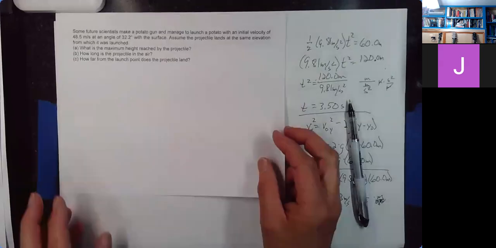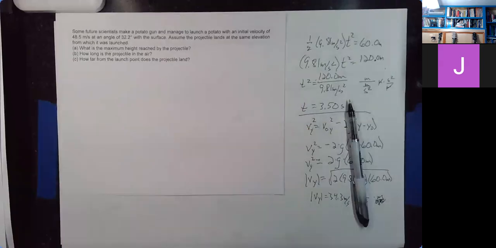Some future scientists make a potato gun and manage to launch a potato with an initial velocity of 48.5 meters per second at an angle of 32.2 degrees with the surface. Assume the projectile lands at the same elevation from which it was launched. Okay.